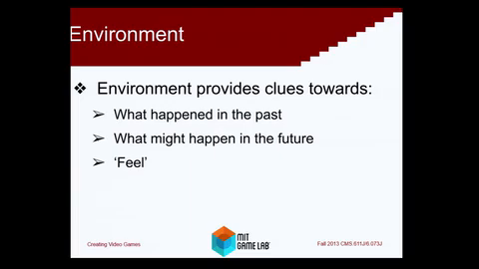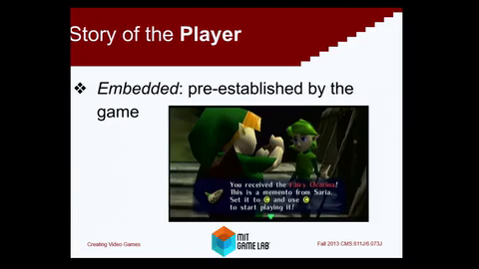All right, so environment provides clues towards what happened in the past, but also what's going to happen in the future, and it provides clues towards the feel. So again, what's the game supposed to feel like? All right, so moving on, we've got the story of the player. So there's the embedded story of the player, and what I mean by that is that's the story of the player that's pre-established by the game.